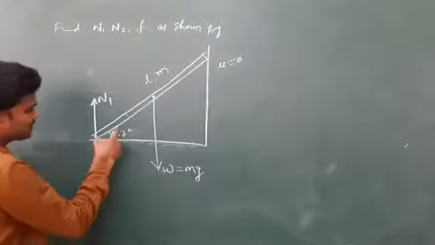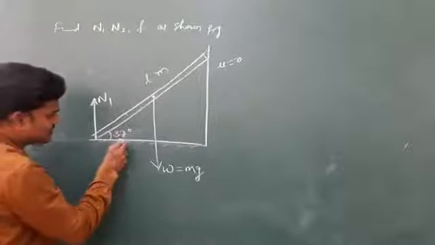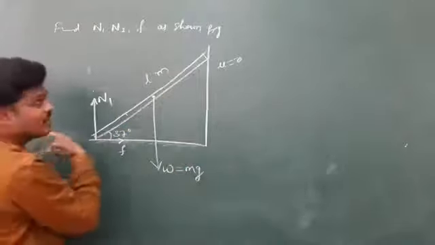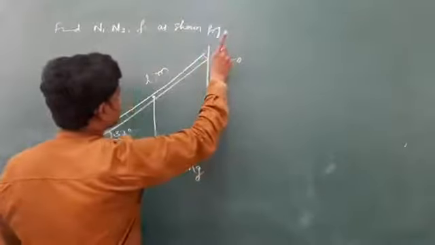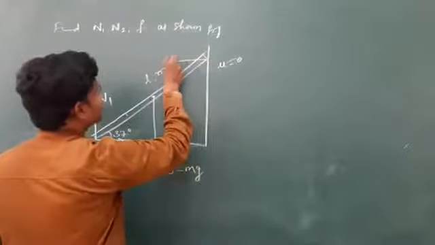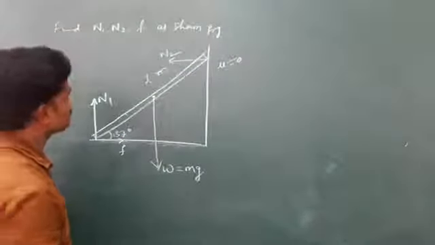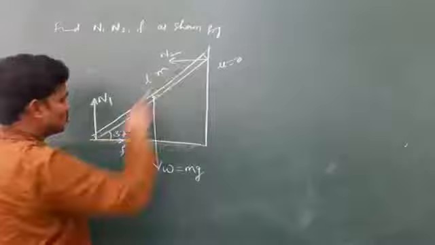Here the ladder is ready to move to the left side, so the frictional force acts in this direction. And anyhow this wall is smooth, so there is no friction, and here the normal reaction force is like this, N2. The target is to find N1, N2, F.